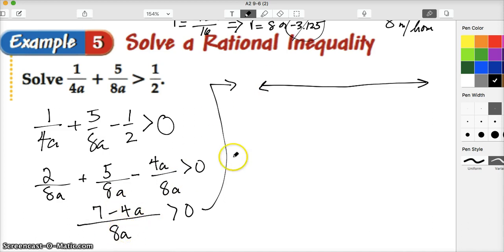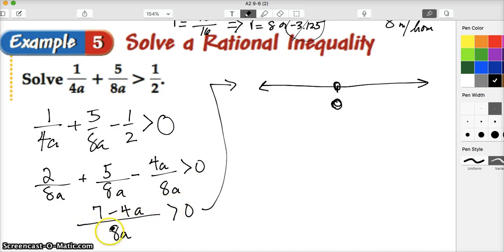So one of the special places is where the denominator is 0, and that is at 0. So I'm going to mark that off as a place of interest. So I know that my expression cannot equal 0 there, so I'm going to put an open circle right there. The second thing I'm concerned about is where this thing does equal 0. Remember, I want it to be greater than 0.